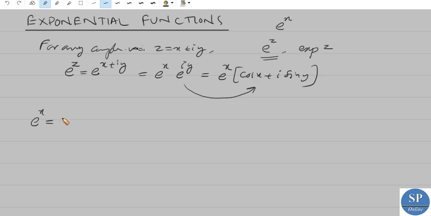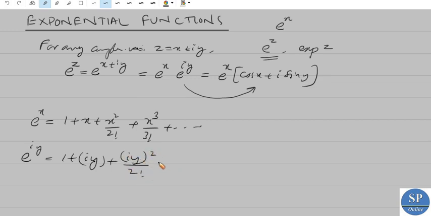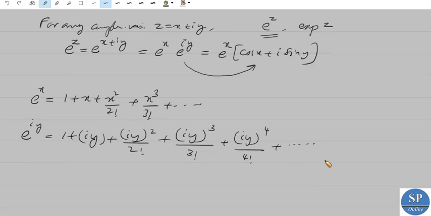The expansion of the exponential function is 1 plus x plus x square by 2 factorial plus x cube by 3 factorial plus etc. So replacing x by iy, we get e power iy is equal to 1 plus i into y plus iy whole square divided by 2 factorial plus iy whole cube divided by 3 factorial plus iy whole power 4 divided by 4 factorial plus etc. Which can be written as 1 plus i into y plus i square is negative 1, so minus y square by 2 factorial plus i cube is negative i, so we can write minus i y cube divided by 3 factorial.